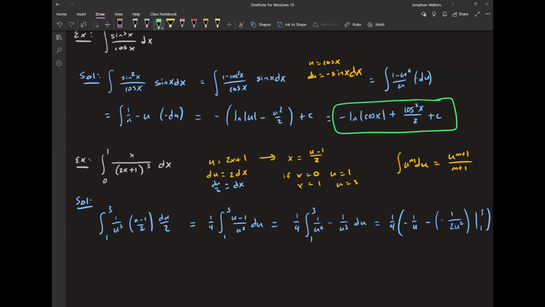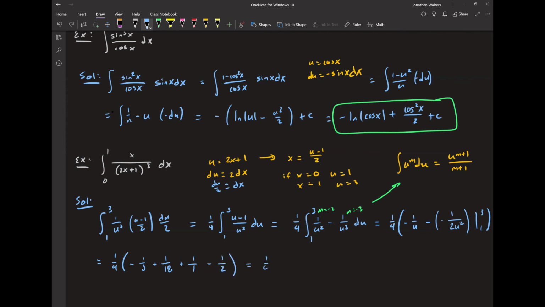So basically, this is m equals negative 2. And this is m equals negative 3. And all we have to do now is plug in the bounds. So 1 over 4, negative 1 over 3, plus 1 over 2 times 9 is 18, plus 1 over 1, minus 1 over 2.